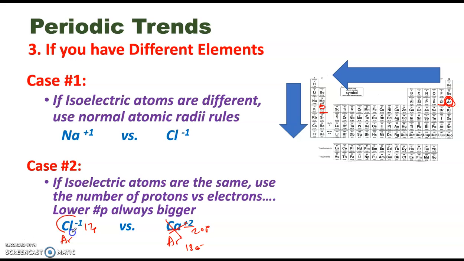The 17 protons isn't going to be pulling those 18 electrons in quite as tight, so it's going to be left a little bit bigger. The electrons will be able to expand out a little more. So to summarize that, chlorine minus 1 has the same number of electrons as calcium plus 2. After we find out that they're both isoelectric to argon, we go back to the original element. Whichever one has less protons is going to be the bigger one.